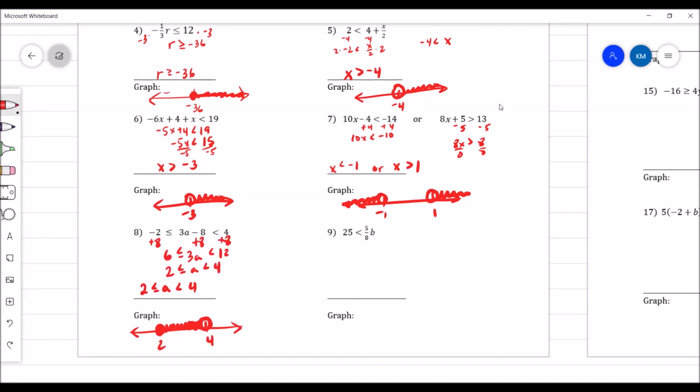And the final one on this page, we have 25 is less than 5/8 b. I need to get rid of this 5/8. I'll do this in one step, and we can do that by multiplying by its reciprocal. When I do that, on this side they cancel out, so we're just left with b, and it's positive, so we don't have to worry about flipping the sign. 8 times 25 is 200, divided by 5 is 40. And so b is greater than 40. As we graph it, at 40 we'll have an open circle going to the right.